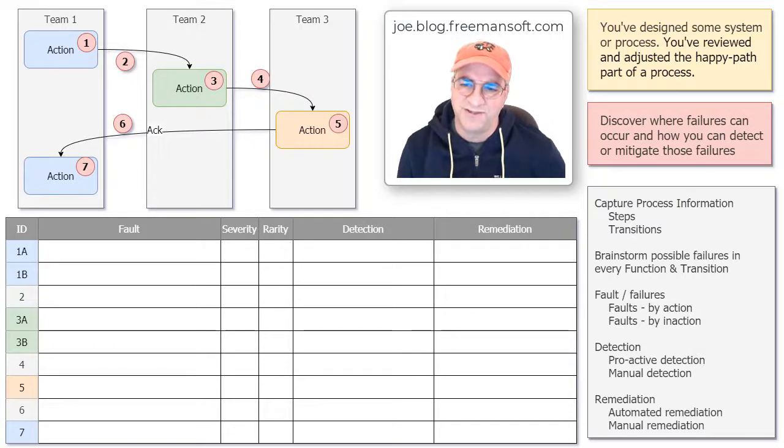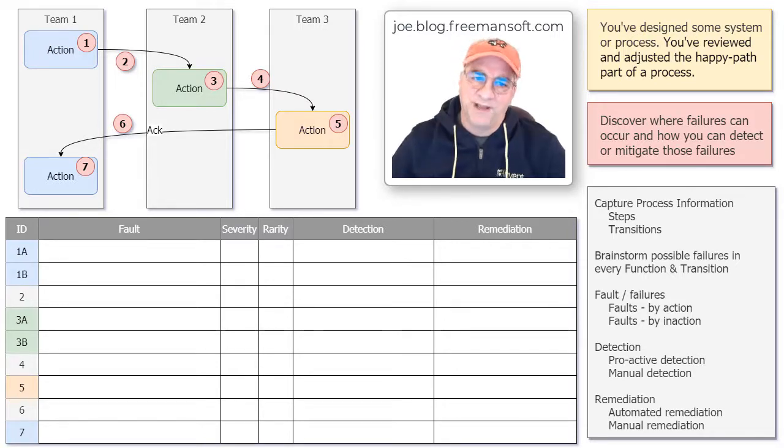And there are 2 kinds of faults in my mind. There are faults by action and faults by inaction. A fault by action is they placed an order and it got in wrong. We somehow need to sync up team 1 and team 2 to make sure that what got placed and what was handled was actually the same thing. Another one is a fault by inaction. Team 3 never replies. They couldn't have done anything wrong.